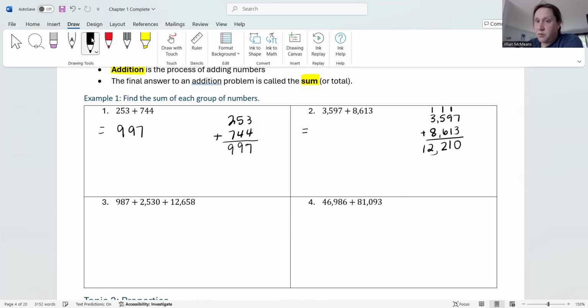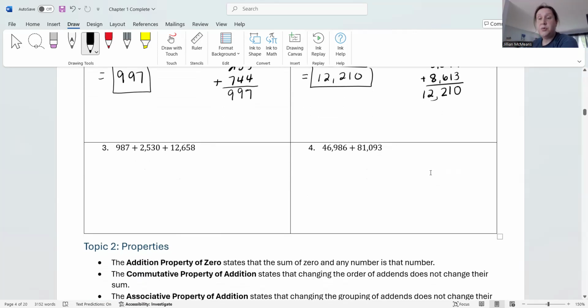So we would say the sum of 3,597 and 8,613 is 12,210. So there you have it, really basic addition. Let's look at part 3 and 4.